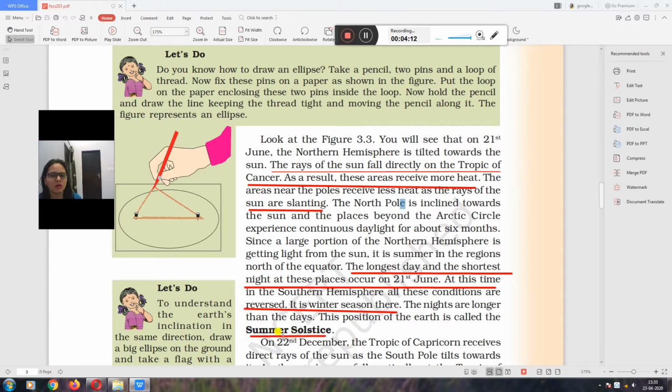Summer solstice is when the northern hemisphere receives more heat and has summer, and the southern hemisphere receives less heat, and all the conditions are reversed from the northern hemisphere, so the southern hemisphere faces winter season. This situation is known as the summer solstice.